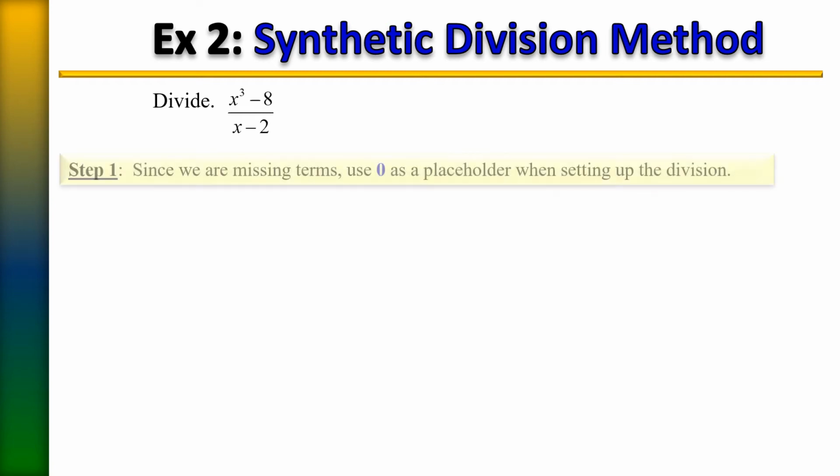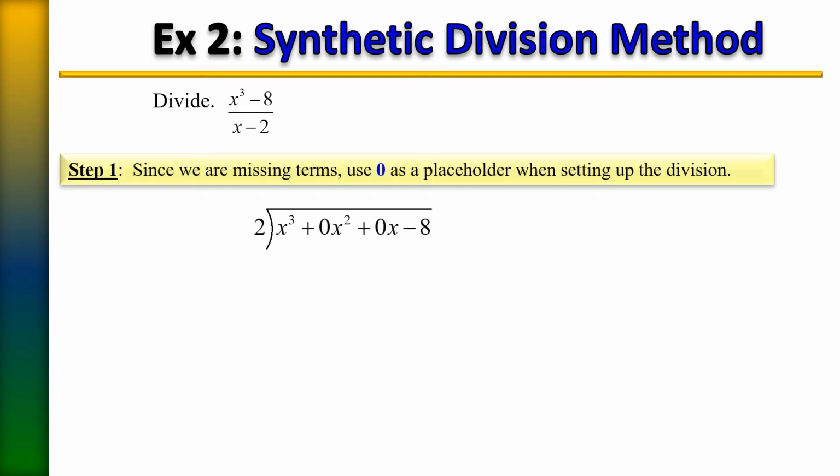Well, what was your answer? If you said 2, that is correct, because remember, if you were to solve x minus 2 equals 0, set it equal to 0, and solve for x, you would have to add 2 to each side, which means x would equal 2.